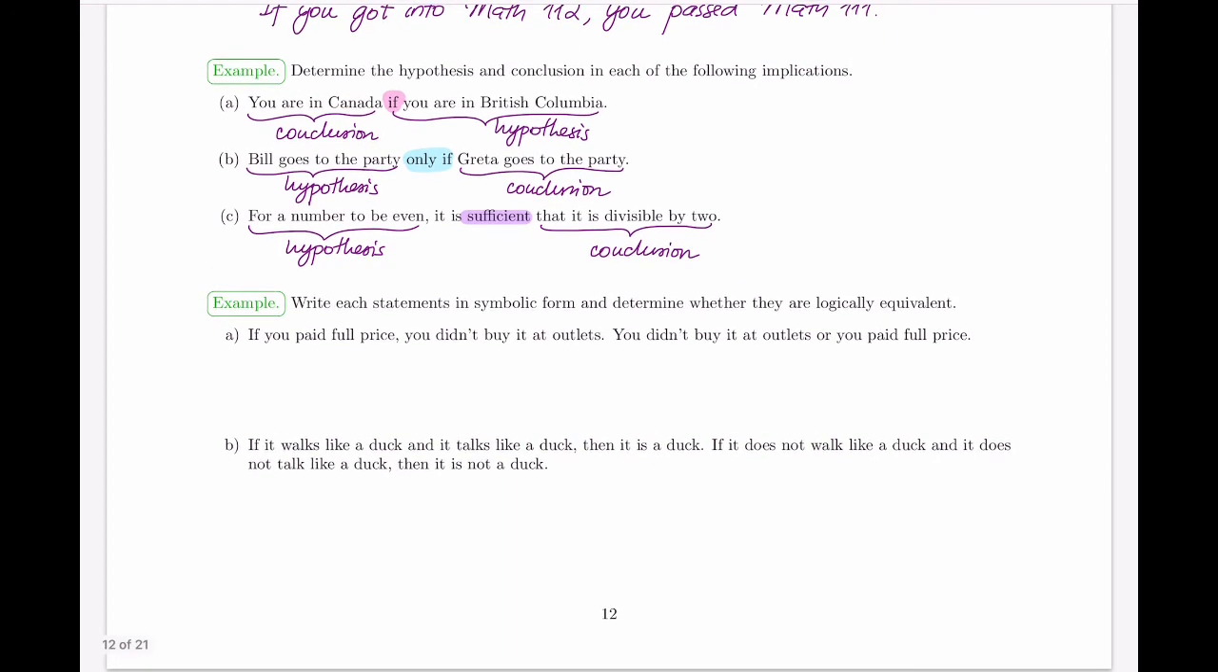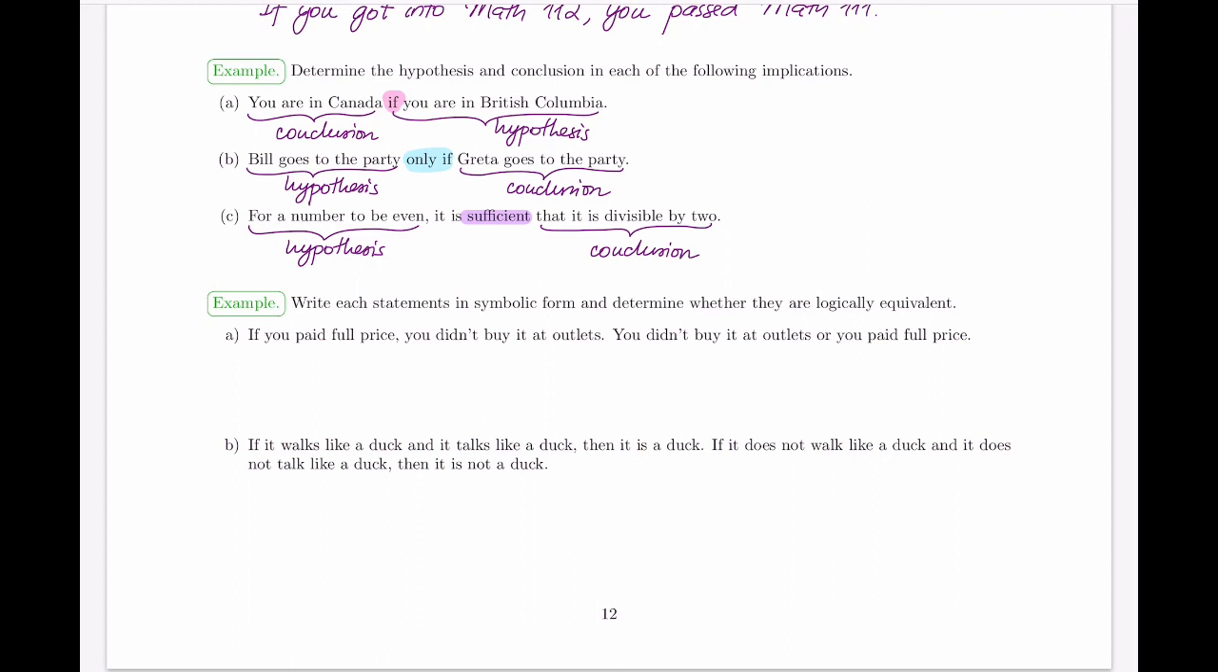Moving along to writing more English statements in terms of logical, let's see what we have here. We're asked to write the statement in symbolical form and then determine if they're logically equivalent. If you paid full price, you did not buy it at outlets. You didn't buy it at outlets, or you paid full price. So in order to write everything in symbolic form, first of all we have to determine what our propositions are going to be. It's clear that I am interested in something about buying things full price and something about buying it at the outlets.